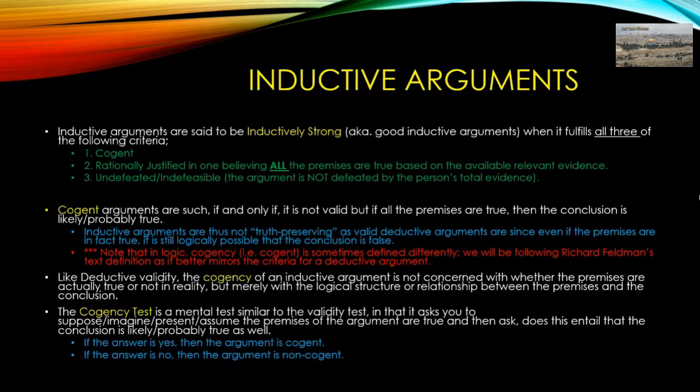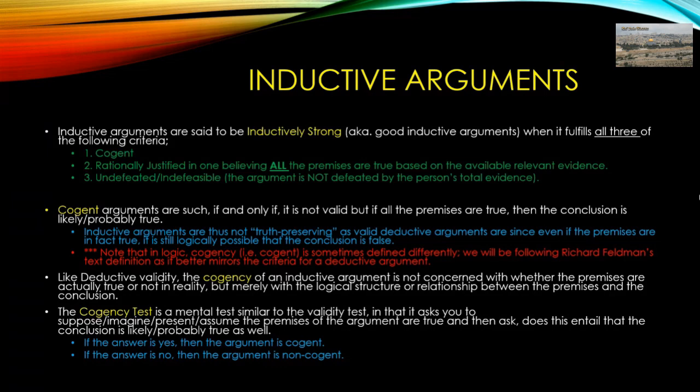So, looking at inductive arguments, just like deductive arguments, it's composed of various parts. An inductive argument can be said to be inductively strong, or it's a good inductive argument, when it fulfills three criteria. So, unlike deductive arguments, which had two criteria, right? It's valid and it's rationally justified. Inductive arguments have three criteria, all of which must be fulfilled in order for the argument to be said to be inductively strong. Number one, it must be cogent. Number two, it must be rationally justified for one to believe all the premises are true based on the available relevant evidence. So that's exactly the same as the second criterion of a deductively strong argument. But then there's number three, something totally new. The argument must be undefeated or indefeasible, meaning the conclusion of the argument is not defeated by the person's total evidence. So that's a new criterion that we're going to be looking at.